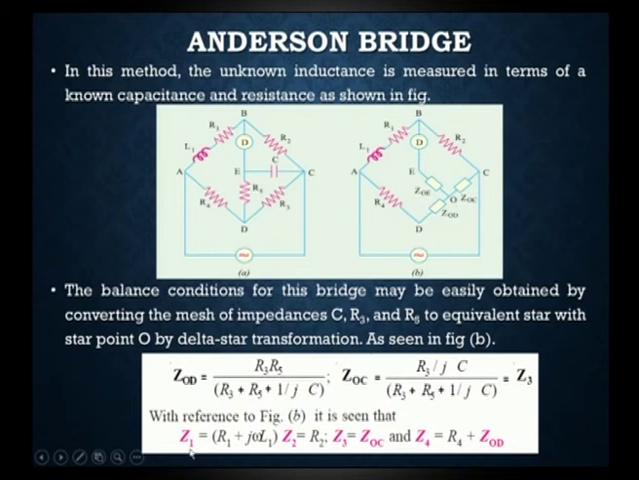With reference to the figure, Z1 will be equal to R1 plus jωL1, Z2 will be R2, Z3 is always equal to ZOC, and Z4 is R4 plus ZOD. These are the 4 different impedances.